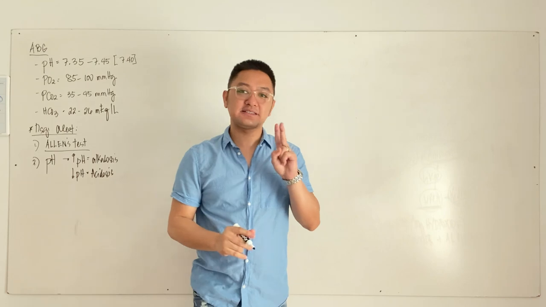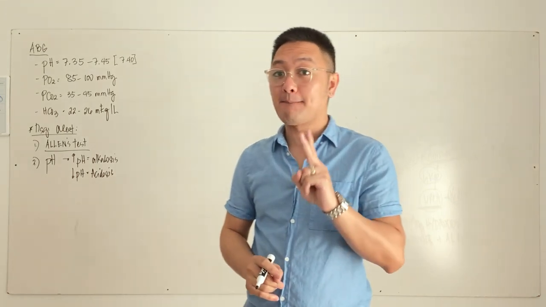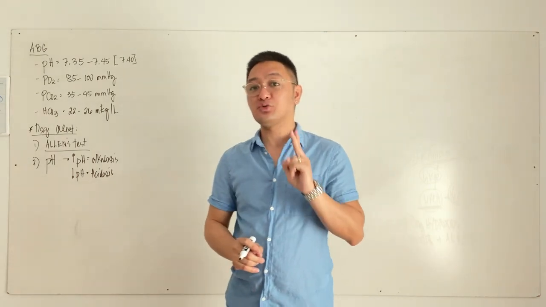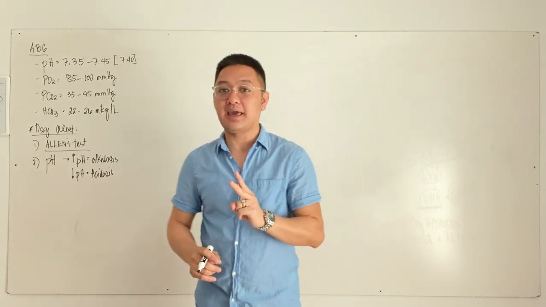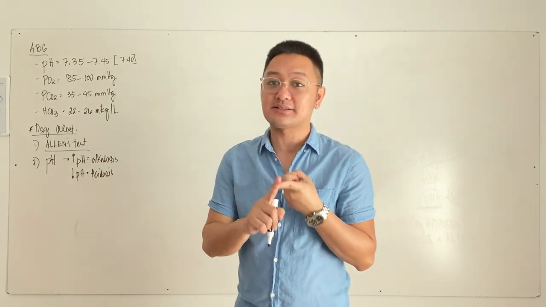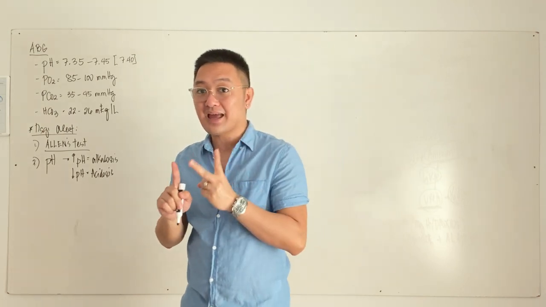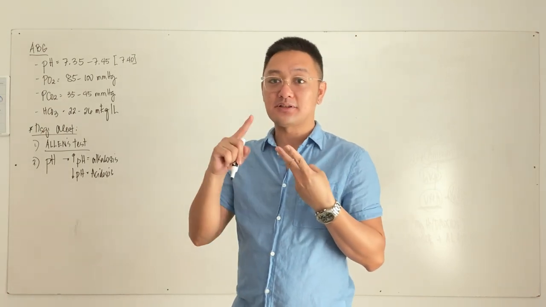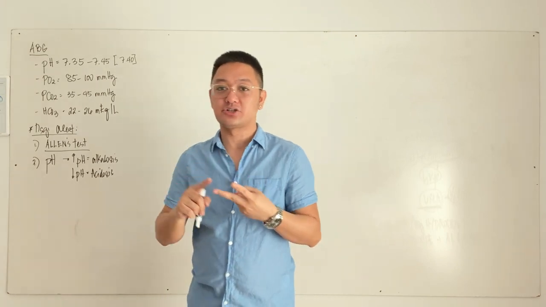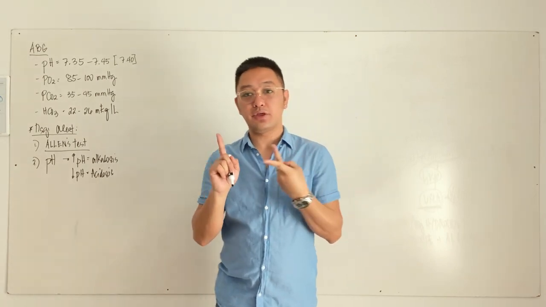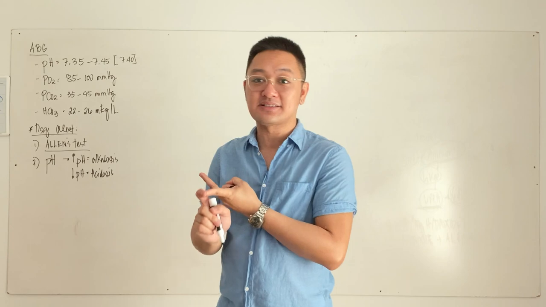Now, there are two systems in the body that will regulate pH balance. First is your respiratory system, and the second system will be your urinary or renal system. Don't forget this. These are the two systems that will affect or regulate pH, the respiratory and the urinary, or renal system.